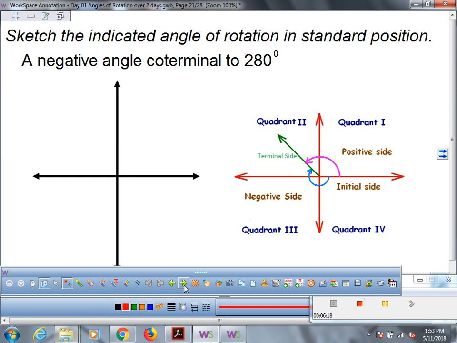So 280 degrees. I've got 90, 180. It's counting by nines, right? 9 times 1 is 9. 9 times 2 is 18, 180. 9 times 3 is 27. 200, Matthew.